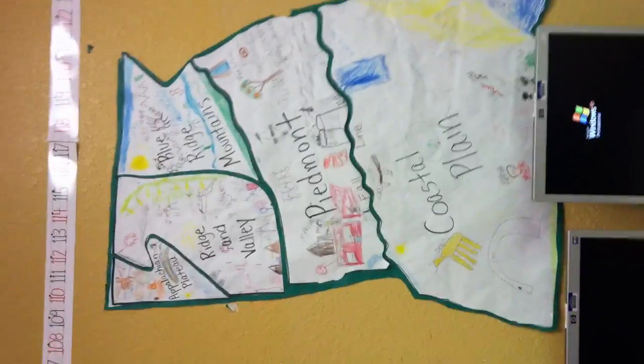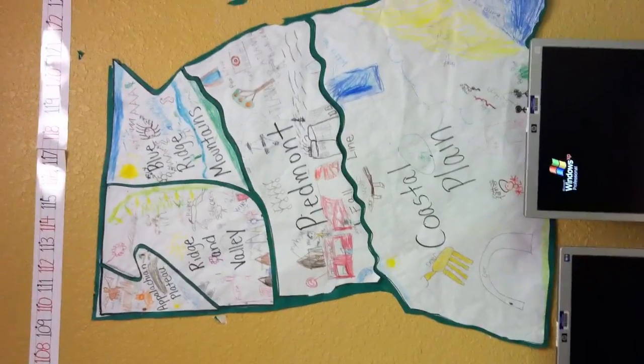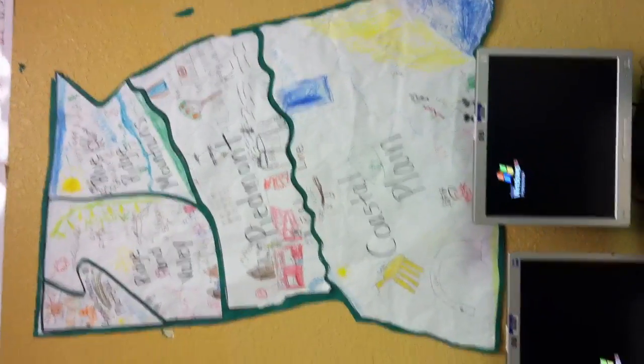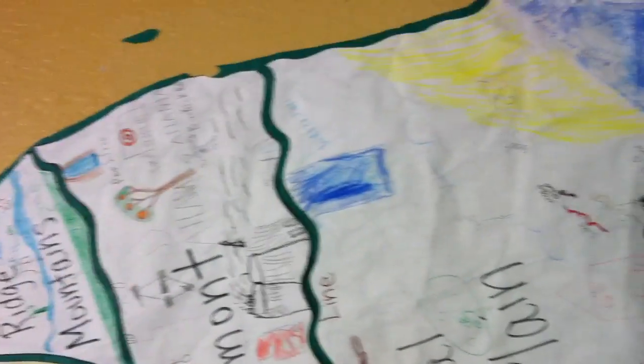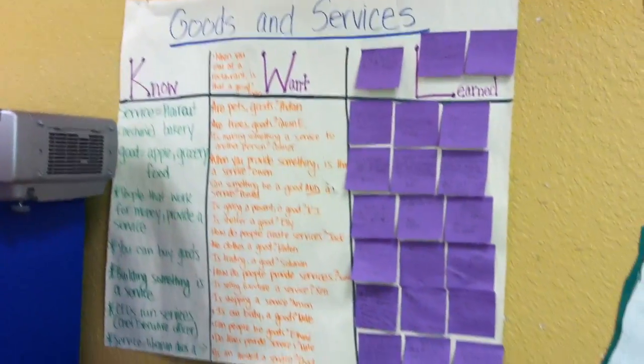This is one of our maps. We did this map when we studied the regions and rivers of Georgia. We did it in independent pieces and then put them all together. We have all the goods and services that are relative to each region, as well as characteristics of the region. Here we have a goods and services poster with a KWL that's completed.